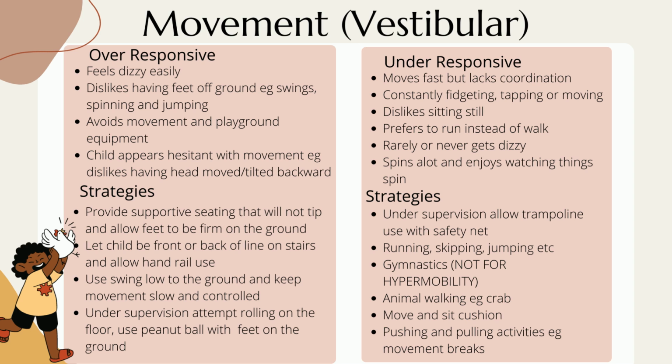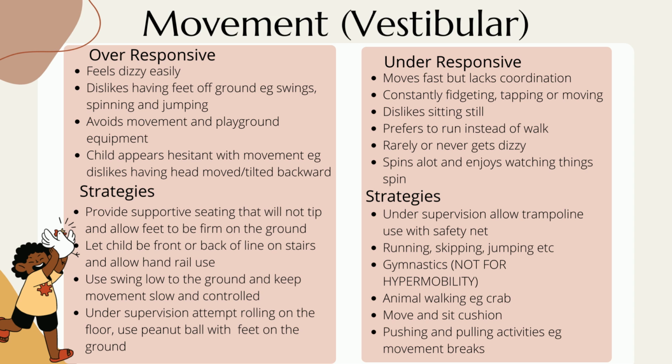If your child is under responsive to movement, you may notice that they move very fast but lack coordination, tend to fidget, move, or tap surfaces constantly, and show an obvious dislike for sitting still and often prefer running over walking. You may also notice that your child rarely or never gets dizzy and instead enjoys spinning themselves or even watching things spin when they can't do it themselves.